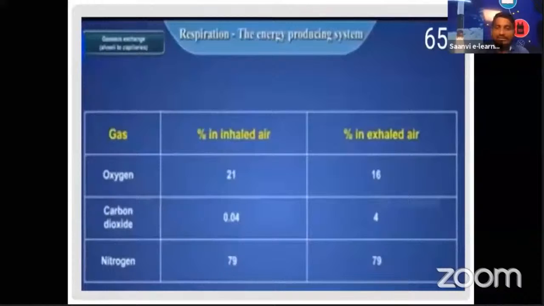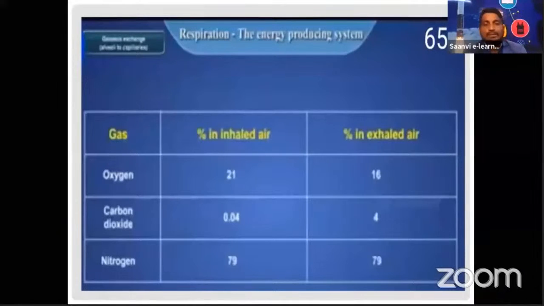Let us observe the given table to get the composition of inhaled and exhaled air, the percentage in inhaled air and the percentage in exhaled air. What gases are present in the inhaled and exhaled air? Oxygen O2, carbon dioxide CO2 and nitrogen N2. So here oxygen is present, carbon dioxide is present and nitrogen is present. Likewise, 3 gases are present in the inhaled air and exhaled air. Then, what is the percentage in inhaled air and the percentage in exhaled air?